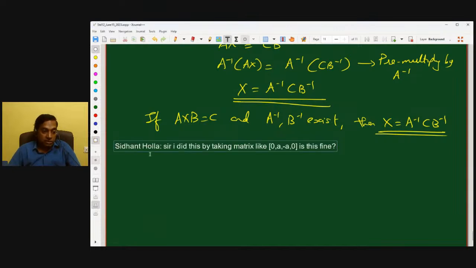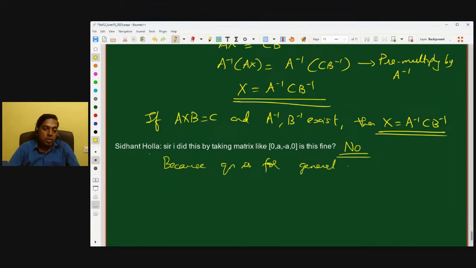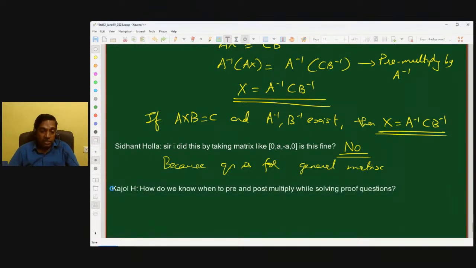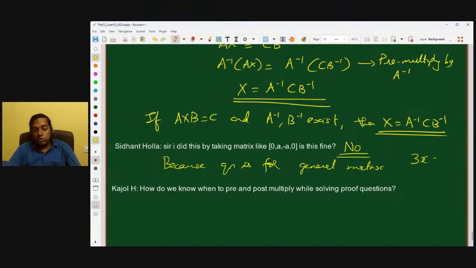Okay. Siddhant has asked, is this fine? No, no, because the question is for general. 2 by 2 is too specific a case. How do we know when to pre-multiply? Depending on what you need. See, it's like asking, how do I know that I have to divide both sides of this equation by 3? Because you have 3x, you have to divide by 3. So the answer is based on what is needed. I can't say in general, this is what you should do.